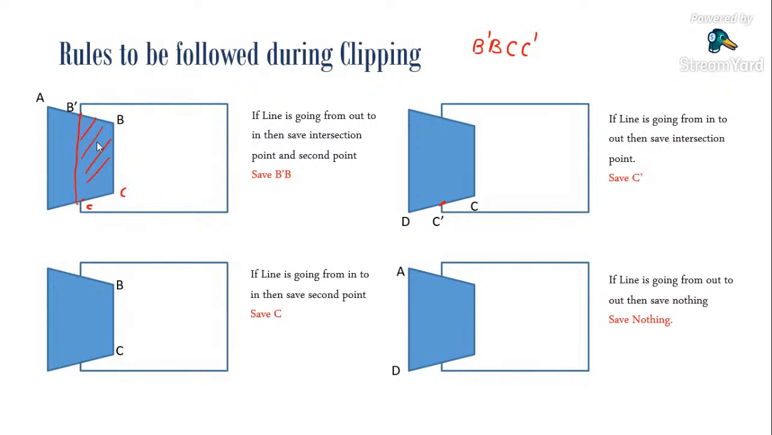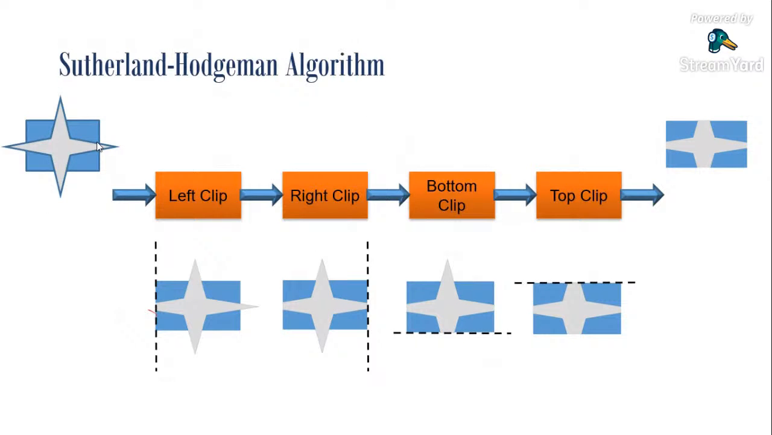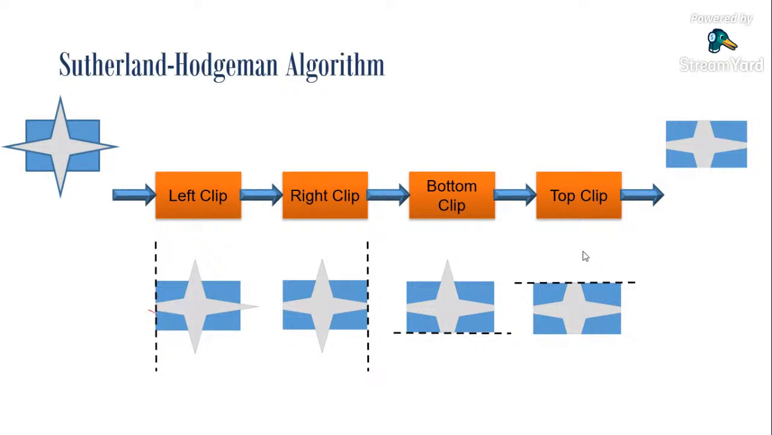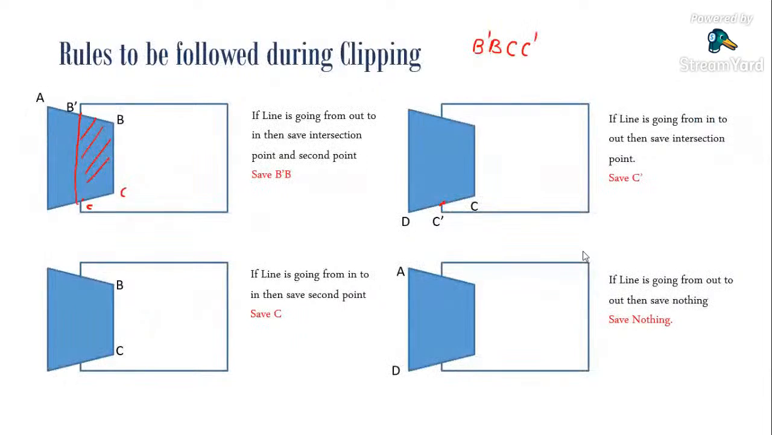So those are the rules, and those four rules you must apply for the left clip. Then whatever output you get is applied as input to the right clip, and you apply the four rules. Then the output is provided to the bottom clip, and here also you apply the four rules. And finally for the top clip you apply those four rules. Then finally you will get the output of clipping the object against the window with the left, right, bottom and top clip. Okay, now we can solve some problems later.